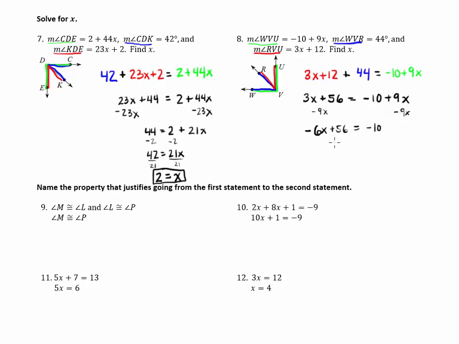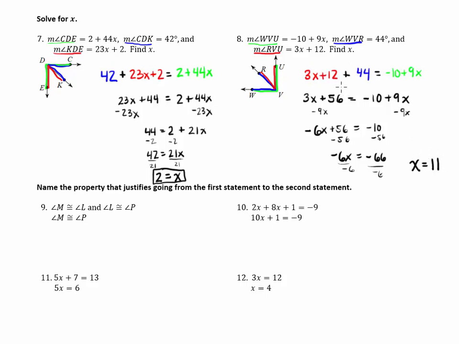Those cancel out. Got to move the 56 over, so I'm going to subtract 56 from both sides. So over here I'm going to be left with negative 6x, and over here I've got negative 56 minus 10. That's minus 66. So now I'm going to divide both sides by a negative 6. A negative divided by a negative is a positive. So this is going to leave me with positive x. Negative 66 divided by negative 6 is positive 11.